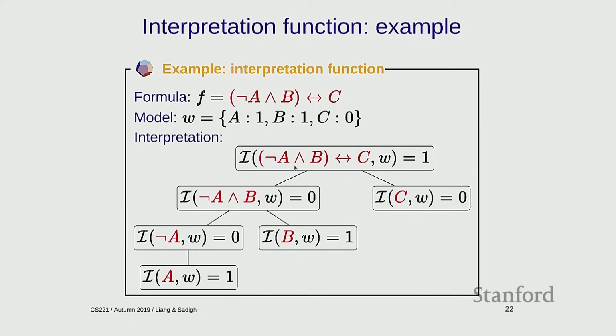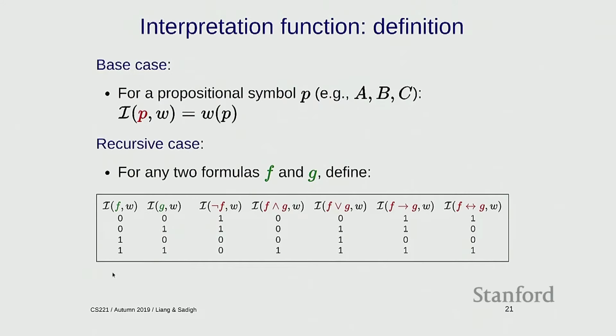Well, I look at the tree, which breaks down the formula. So if I look at the leaves, let's start bottom up. The interpretation of A against W is just 1, because for proposition symbols, I just look up what A is, and A is 1 here. The interpretation of not A is 0, because if I look back at this table, if this evaluates to 1, then this evaluates to 0. I'm just looking based on the table.